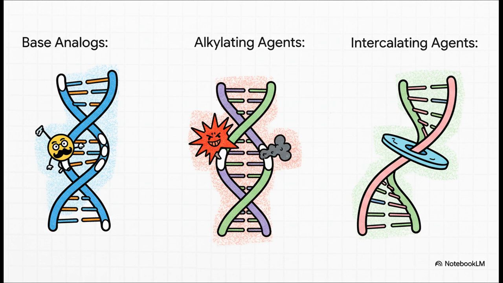And then you have intercalating agents. These guys are like molecular crowbars. They're flat molecules that wedge themselves between the DNA bases, distorting the helix and causing the replication machinery to slip, adding or deleting a base and causing a frame shift.